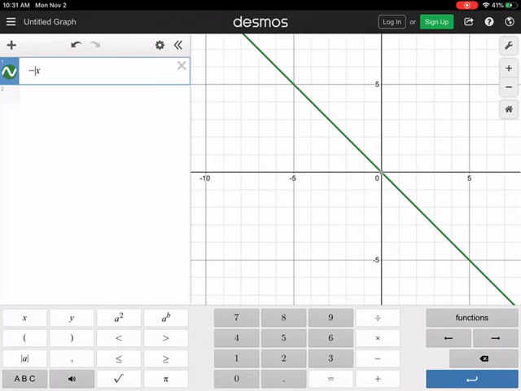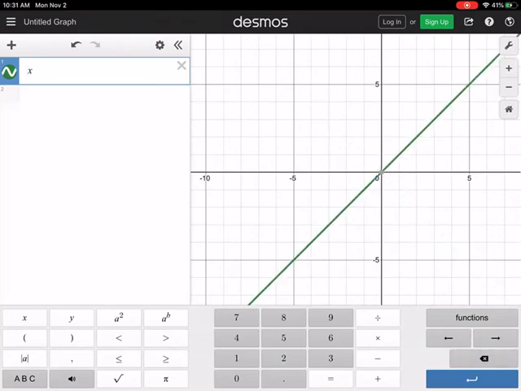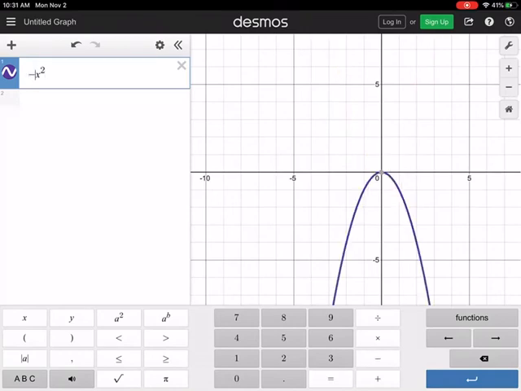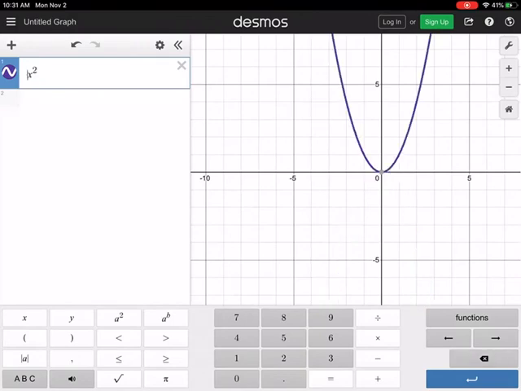Well, let's look and see. Let's do another one. Let's try x squared, our quadratic, and it's that U shape. It looks like a U, right? Let's put our negative in front of that and see what happens. What happens to that line? It flips.